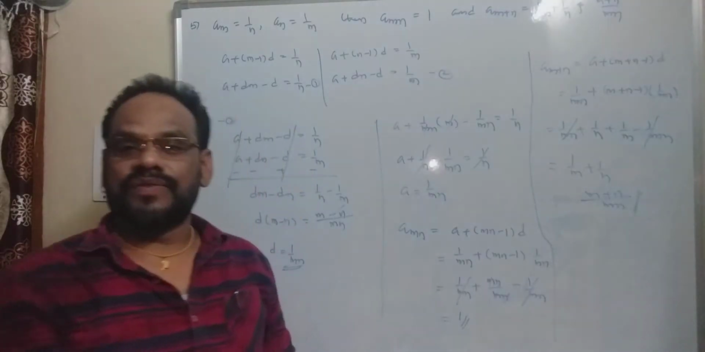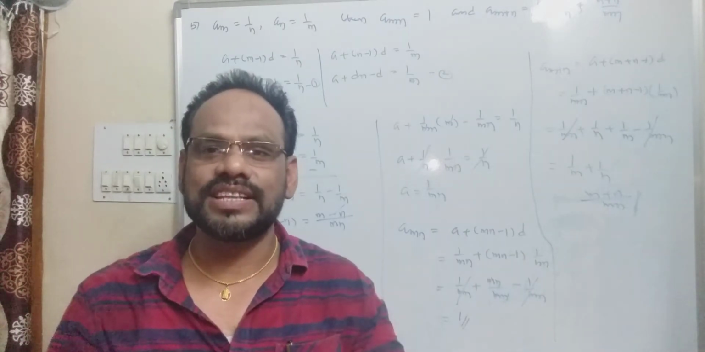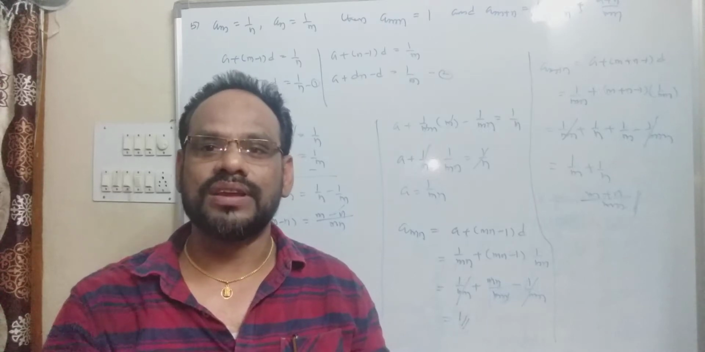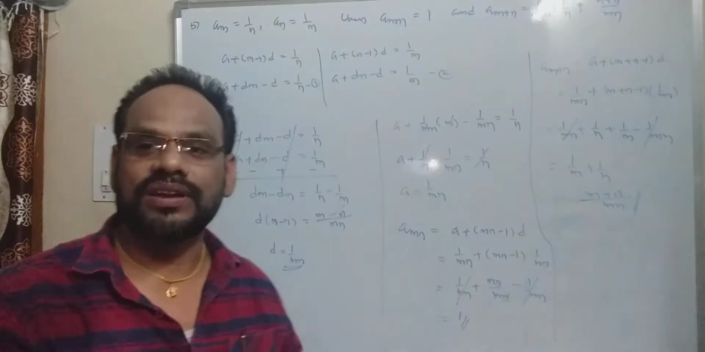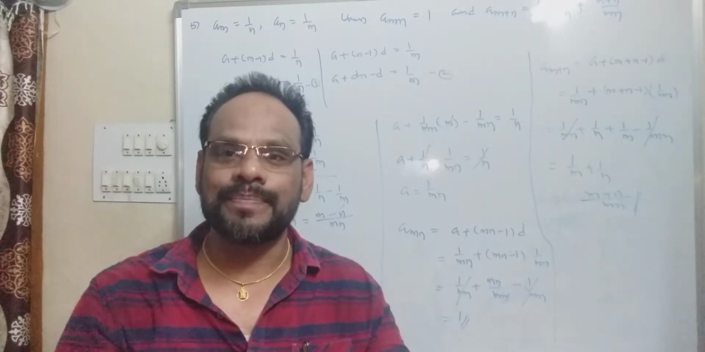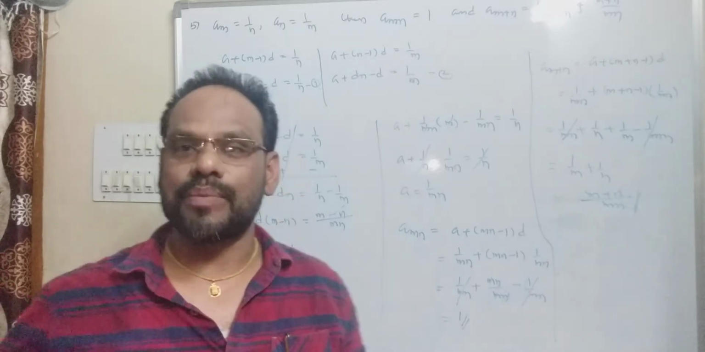So if the mth term of an arithmetic progression is 1 by n and its nth term is 1 by m, then the mnth term is nothing but 1, and the (m plus n)th term is always 1 by m plus 1 by n, or (m plus n) by mn. Next property.